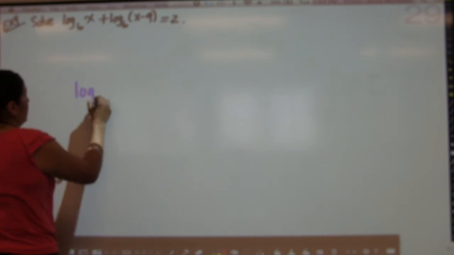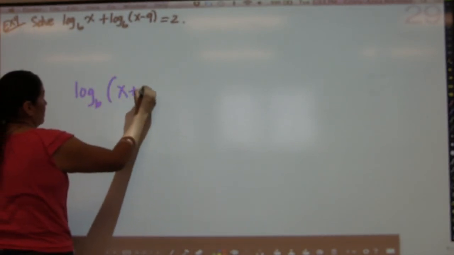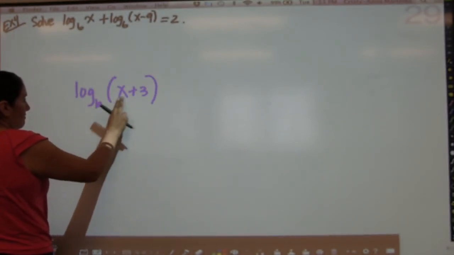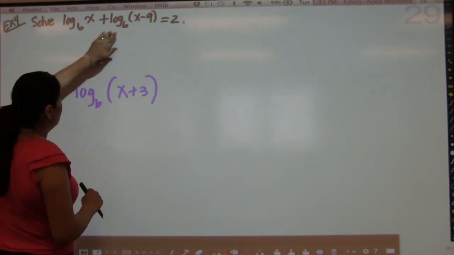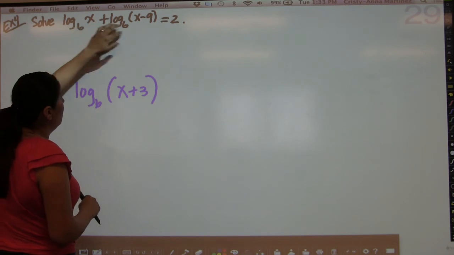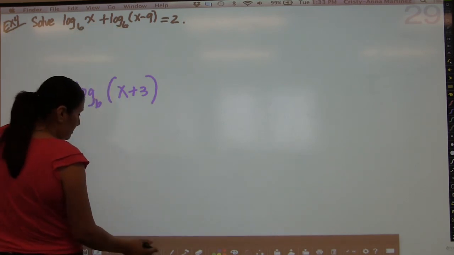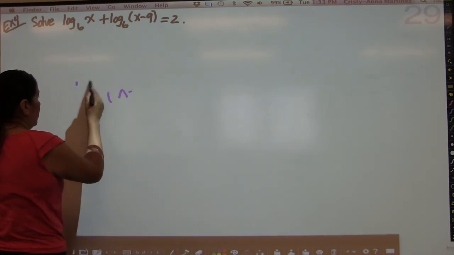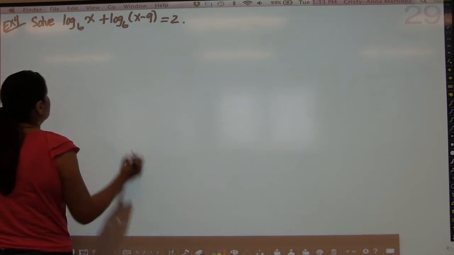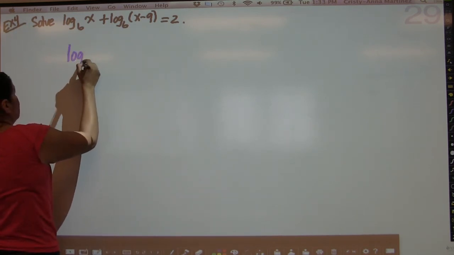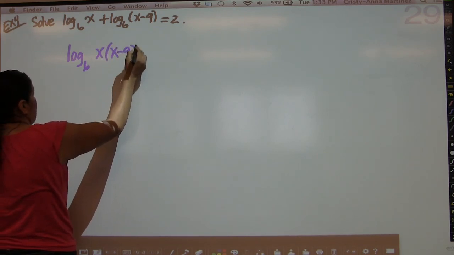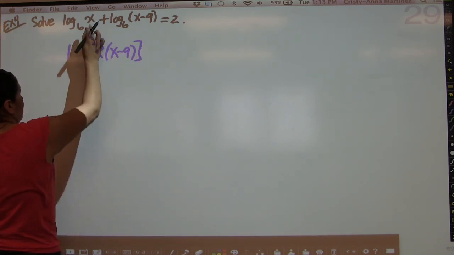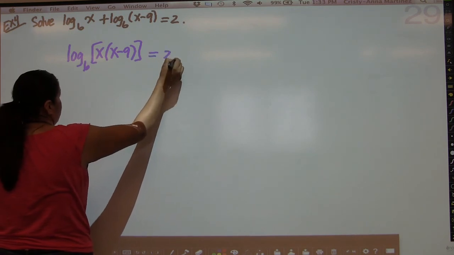What I'm telling you is there's no such thing as breaking up a log of a sum into a product. But if you have 2 separate logs, like you do here, log of x and log of x minus 9, then that is how we apply the property. And so we're going to do that now. So we're going to get a log base 6 of x times x minus 9. That would be the product. Multiply the x and the x minus 9, and it equals 2.